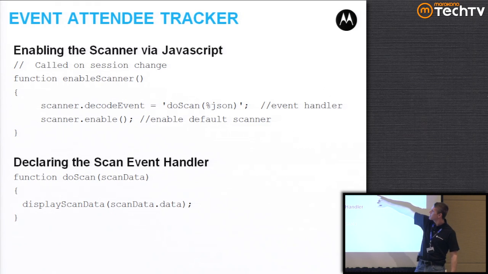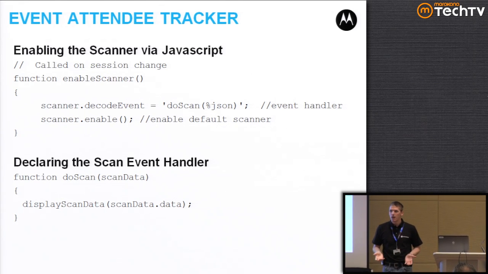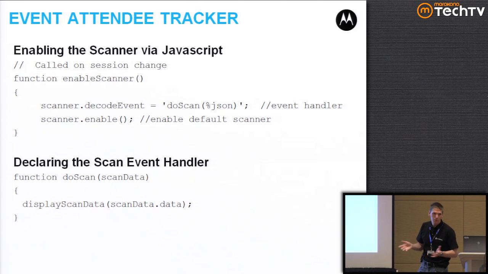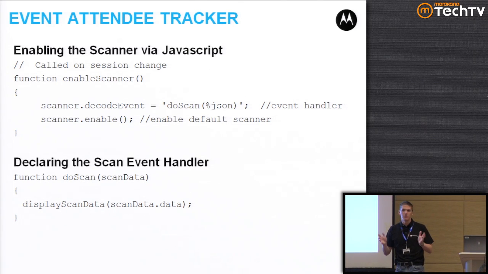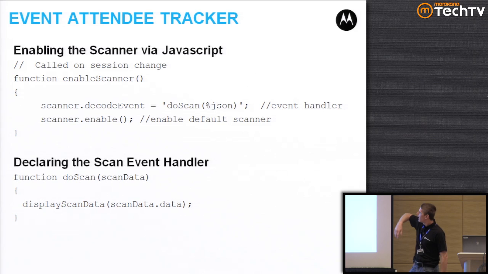But we're doing two things here. We're setting up a JavaScript event to receive the scanned data, and we're then enabling the scanner. Enabling the scanner is putting it in a state where we're able to press the yellow trigger and it will do a scan. If you want to make it scan without having to press the yellow trigger, you can do what's called a soft scan, but we're just enabling the default functionality here.